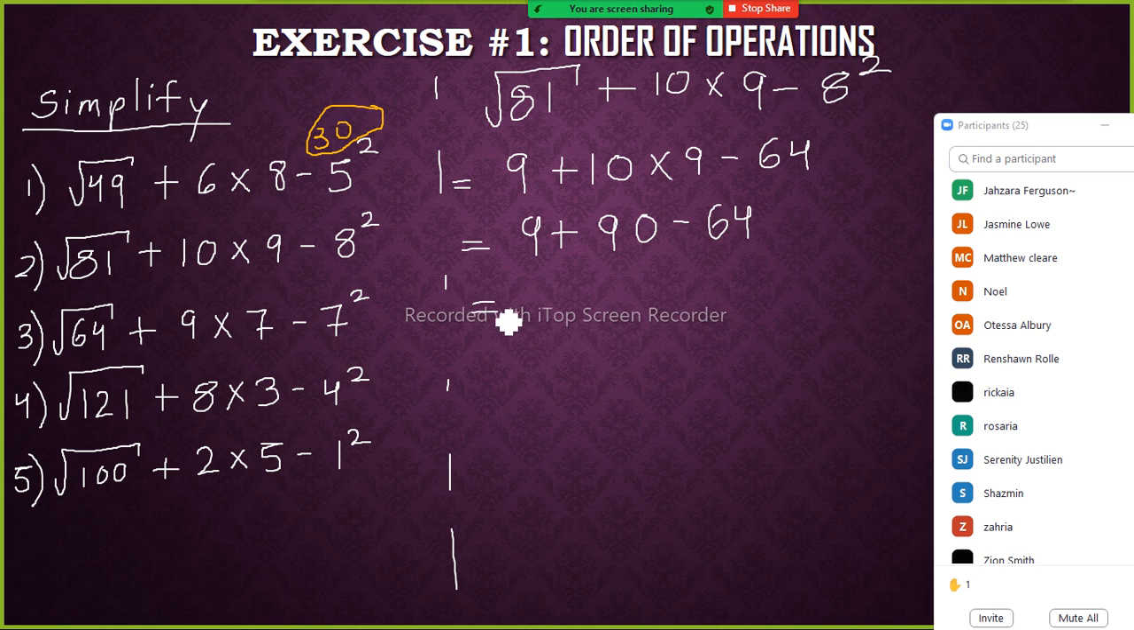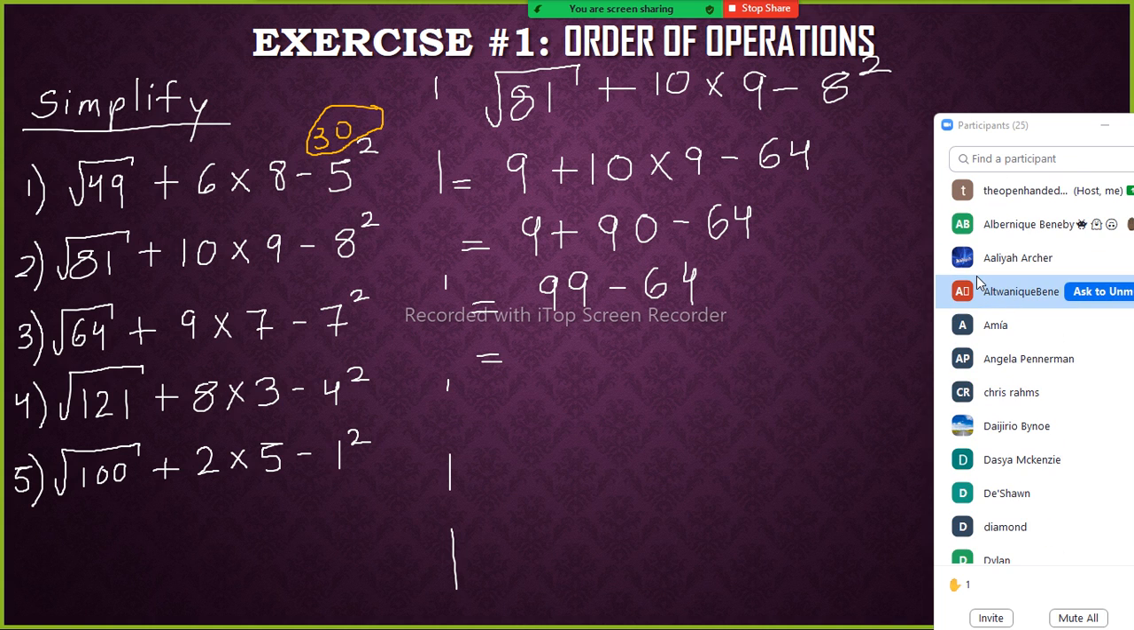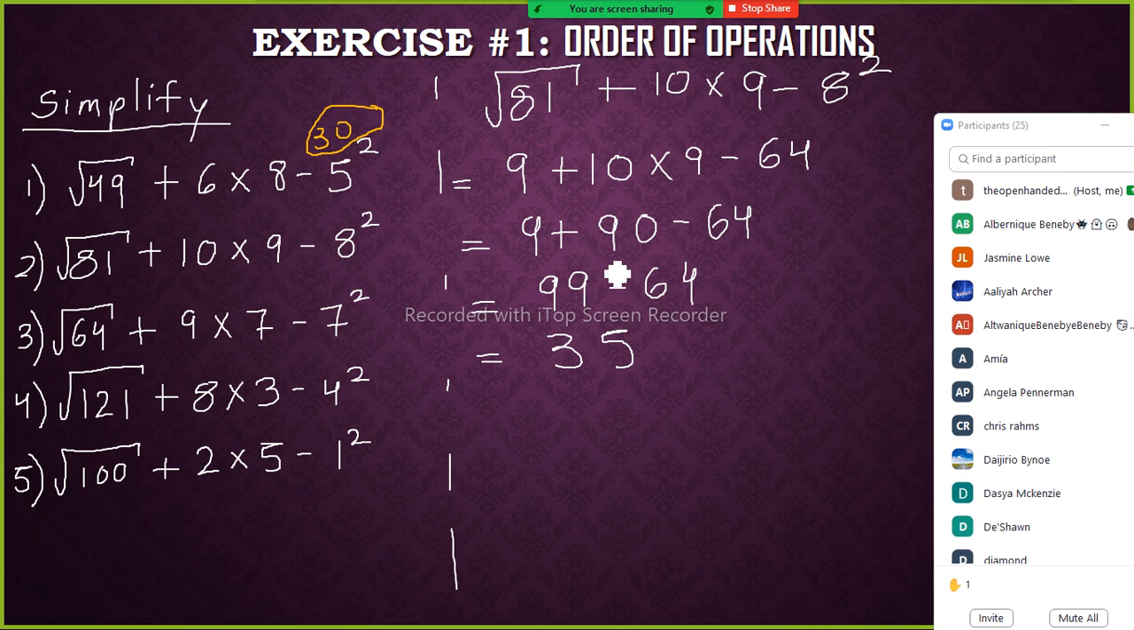It's going to be equal to 9 plus 90, which is 99, minus 64. What is 99 minus 64? 35. Who said that? I heard a male voice say 75. Sort of deep. Who was that? Noel? 99 minus 64 is 35. Let's see what I did wrong. What did I do wrong here?